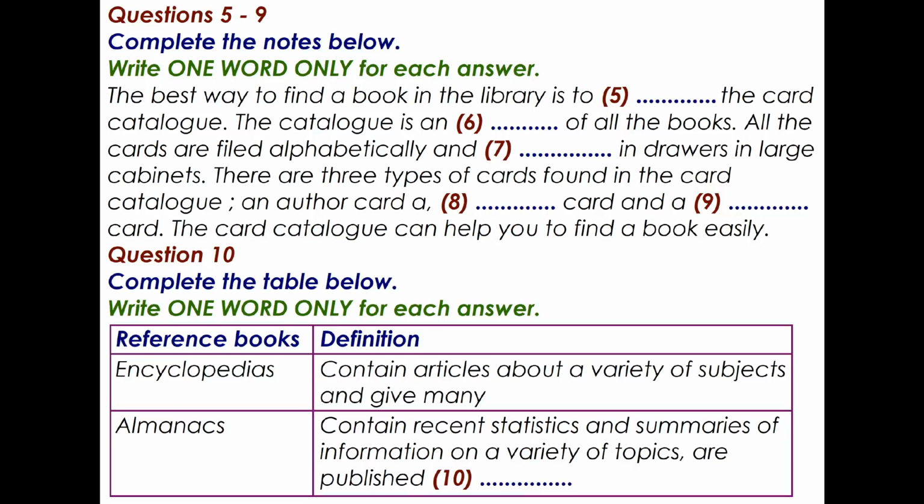a particular author. In the card catalogue, each book has 3 cards, an author card, a title card and a subject card. The author card is alphabetized under the author's name. The title card is filed alphabetically according to the title of the book. The subject card is filed alphabetically under the name of the subject of the book.